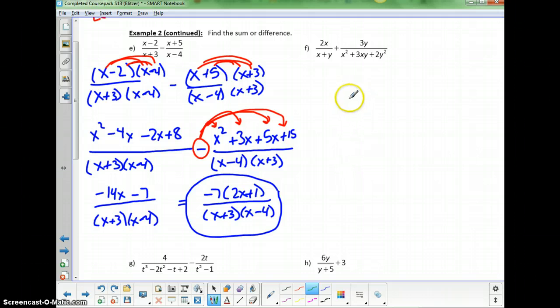Alright, let's try the same thing in the next one. The bottom of the second one will factor into x plus y times x plus 2y, because that'd be xy, that'd be 2xy plus 1xy is 3xy, and we've got our 2y squared. So since this is already inside of that right there, that's my LCD. So when I start writing, we're going to have 2x over x plus y, and we're going to need to multiply by x plus 2y on top and bottom.